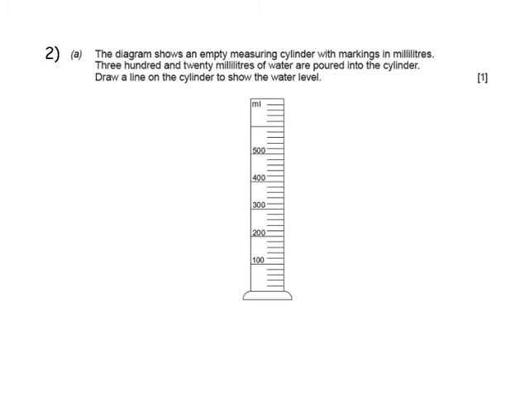Question 2 then. So part A, the diagram shows an empty measuring cylinder with markings in millilitres. So this is the type of cylinder that we would use to measure liquids, so water for example. So 320 millilitres of water are poured into the cylinder. Draw a line on the cylinder to show the water level.